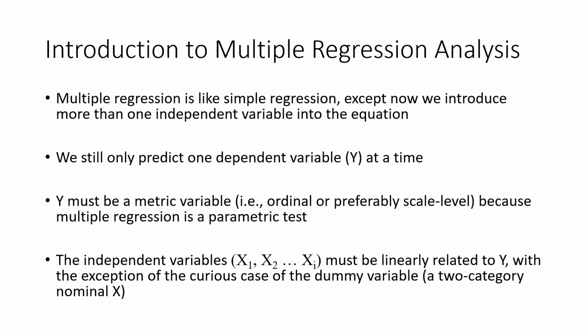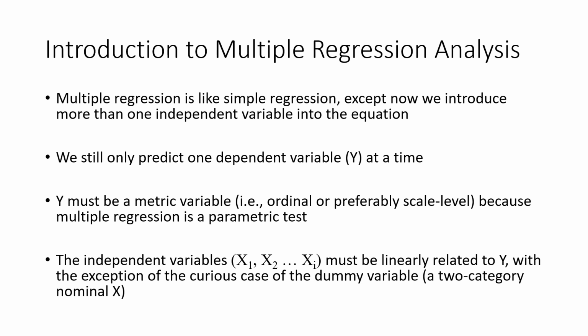Now, even though we can have multiple independent variables in multiple regression, we can still only have one dependent variable at a time. So there's only one outcome variable, and that's y. So we're using a set of predictors, x1, x2, x3, etc., in order to predict our dependent variable, y.